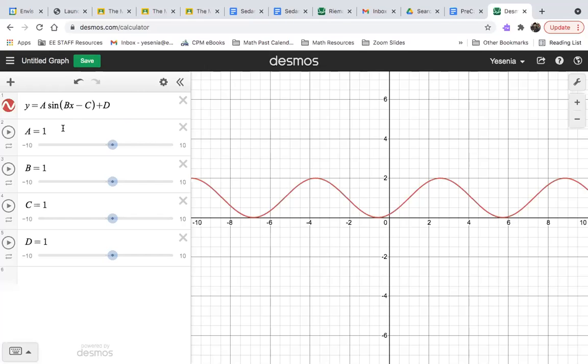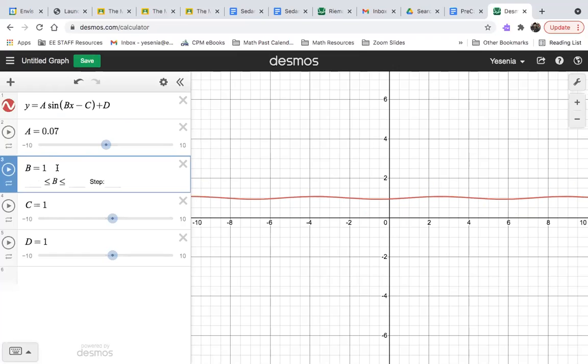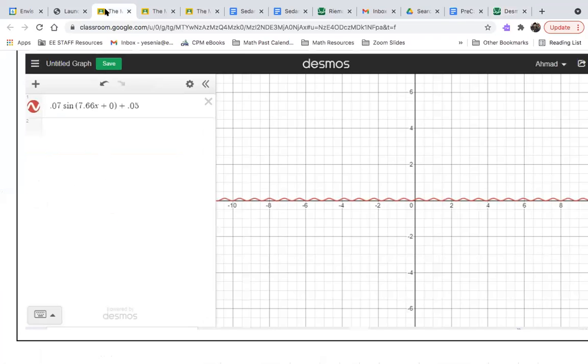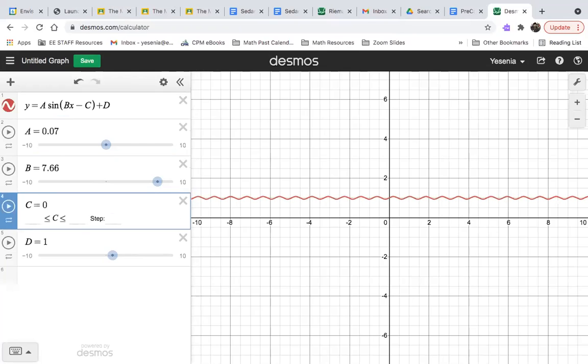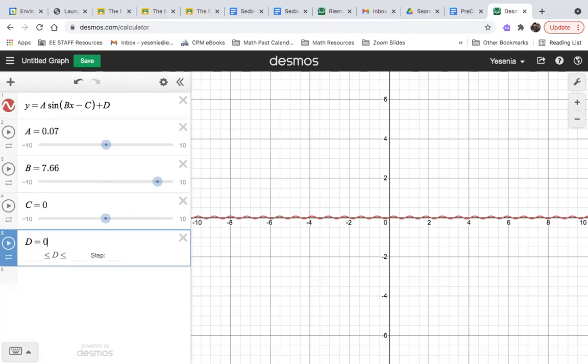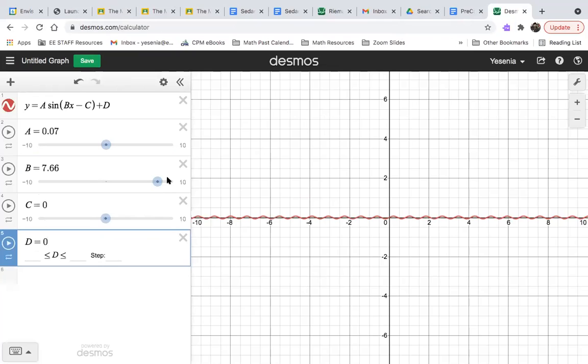Now let me go ahead and put in what AJ had found for his A. So 0.07. Your B was, let me go back to your thing, 7.66. Your C, we said there was no phase shift for you. And your D was, let's go back. Sorry, what was your D? 0.05. It looks the same as how AJ's is looking, right?